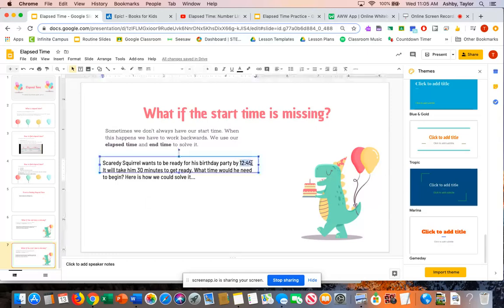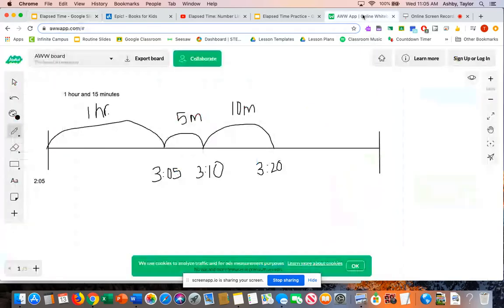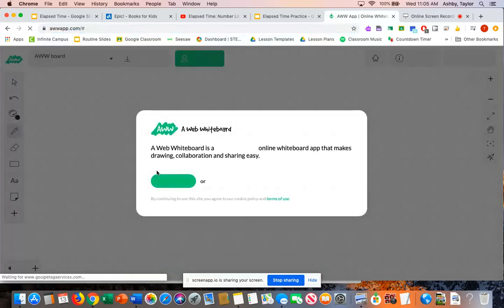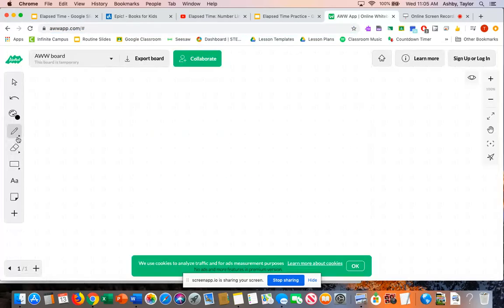Our end time is 12:45. Our elapsed time is 30 minutes. That's how long it's going to take him to get ready. That means we have to work backwards to figure out what our start time is. I'm going to clear my whiteboard. My first step is to create my number line.